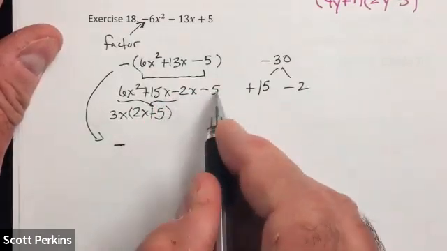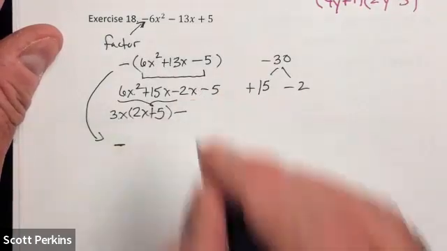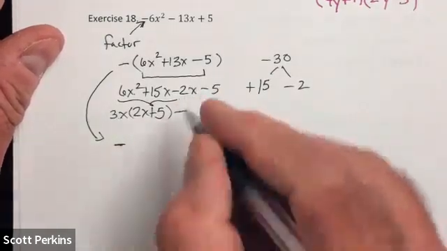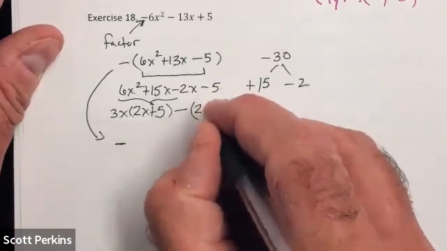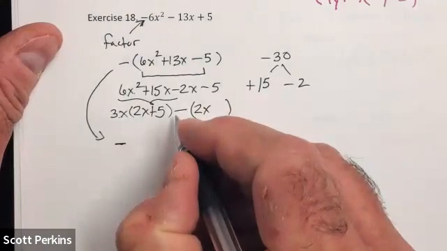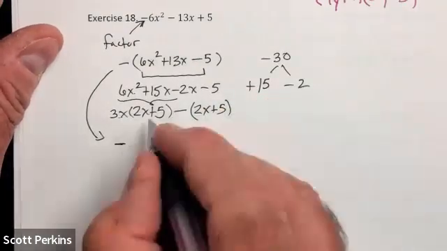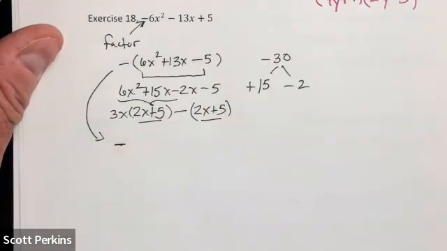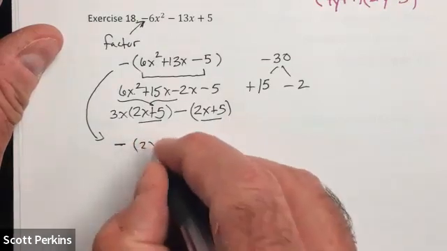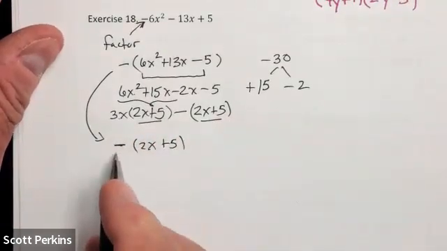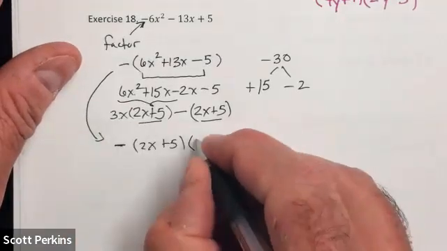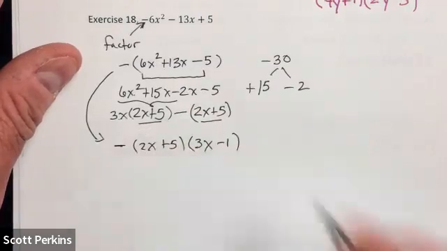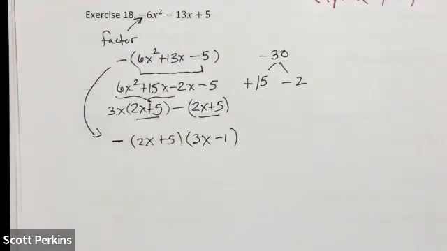Both of the last pair of terms are negative, so I'm going to factor out that negative. And there's nothing else in common to those. So negative 2x divided by negative is positive 2x. Negative 5 divided by negative is a positive 5. The grouping worked. So that factor in common is the 2x plus 5. In addition to the negative I factored out at the very beginning. And then what's left over is a 3x and a minus 1. And there's my completely factored expression that would give me what I started with.